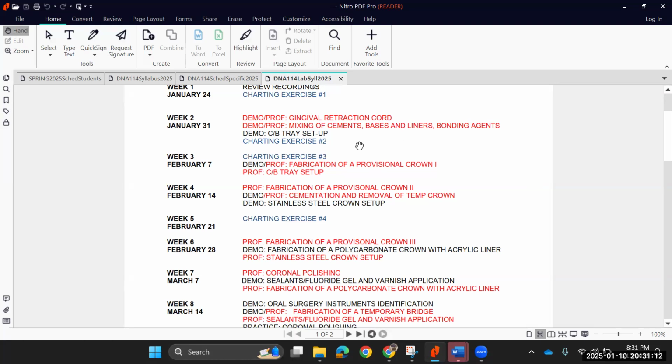Same format in terms of demonstration and proficiency. However, you'll notice that some of them are mixed. There's a demonstration and a proficiency because they're such short labs that I figured we'll just demonstrate it and do it together, or I'll test you one-on-one in doing it, and then you'll get a grade for that day, and that's it. That way things flow better.